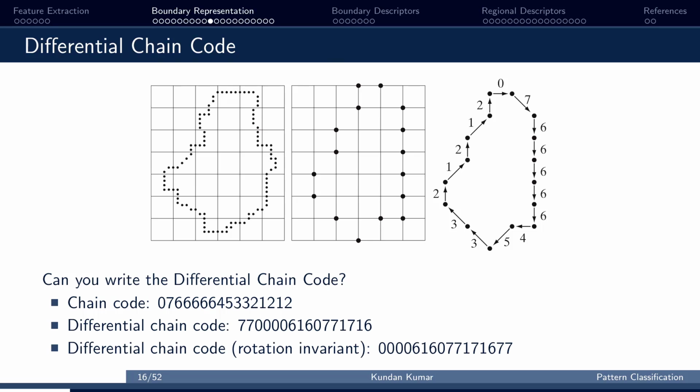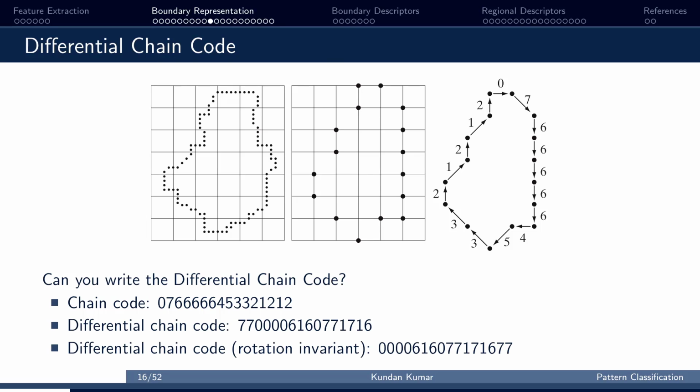So in the last class, we were discussing the boundary representation, and we have seen how to compute the chain code and the differential chain code. And we have also discussed that the differential chain code is rotation invariant. So here we are going to verify whether this differential chain code is really invariant to rotation.